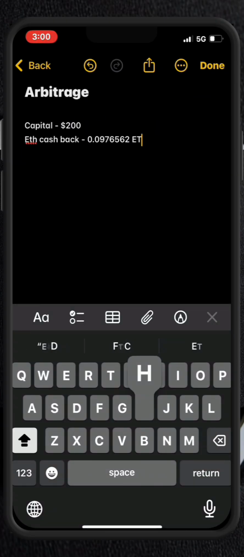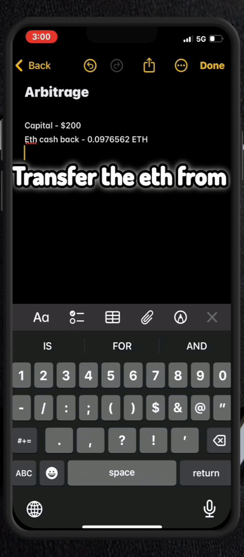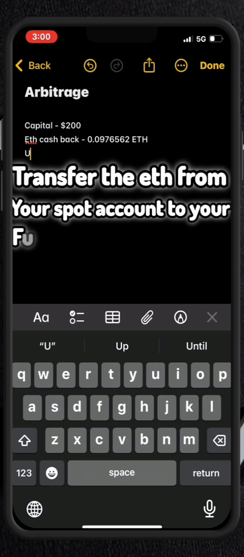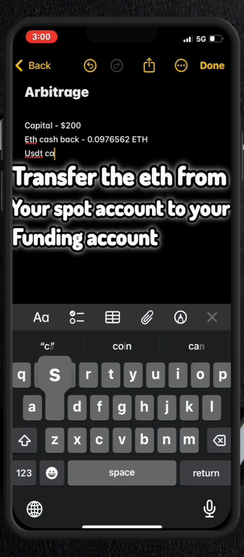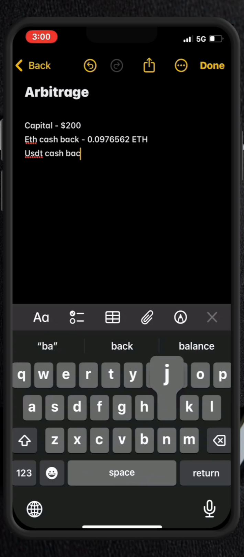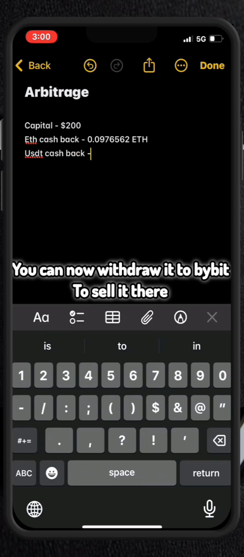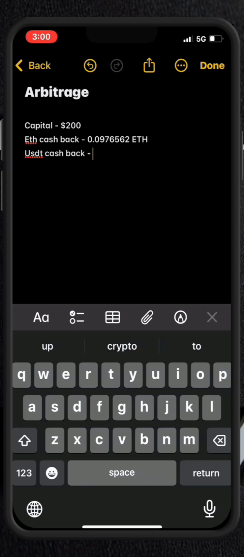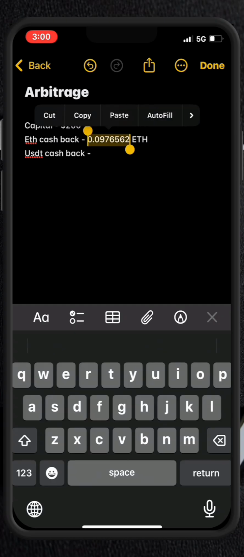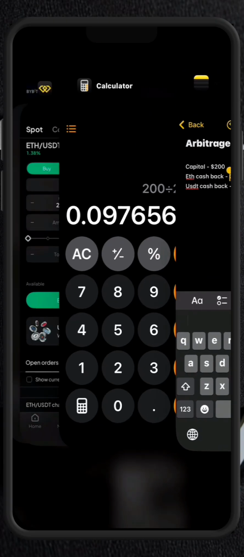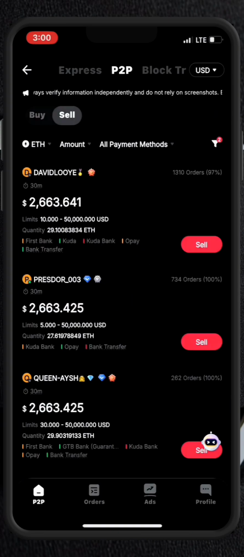Guys, the next thing you have to do is transfer this Ethereum from your spot trading account to your funding account on the WEEX app. Once the Ethereum is in your funding account, you can now withdraw this Ethereum to any other app of your choice. So guys, if you are to withdraw this Ethereum to your Bybit wallet, it's still going to be in your Bybit funding account. Then you will leave it in your Bybit funding account.